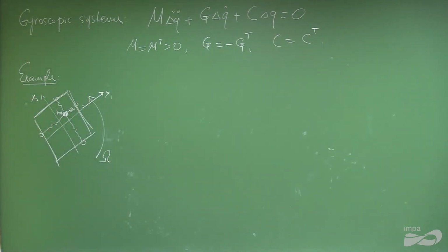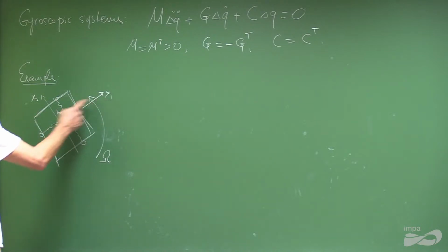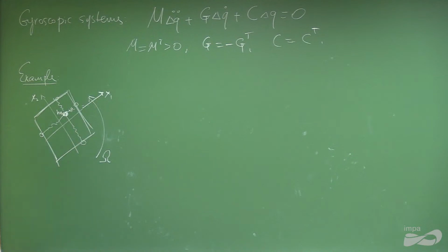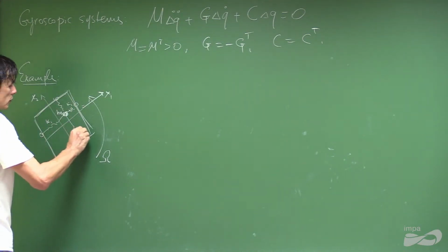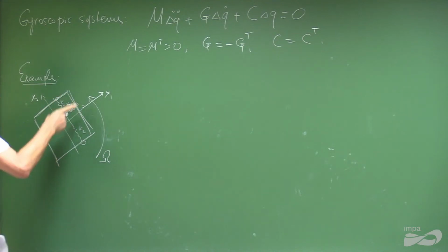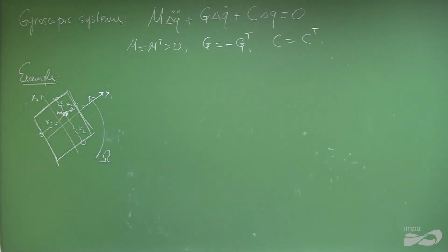It's a coordinate system which is attached to the frame. Then x1, x2 are the coordinates of the mass, and we have two springs of one coefficient and two springs of another coefficient. The springs in different directions are different.